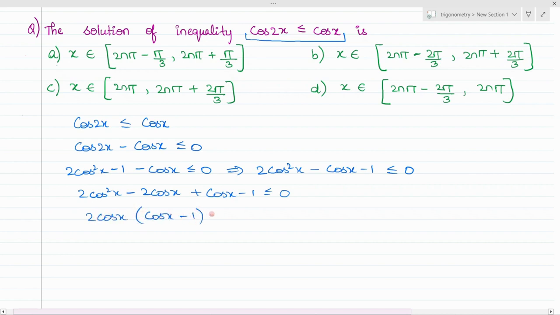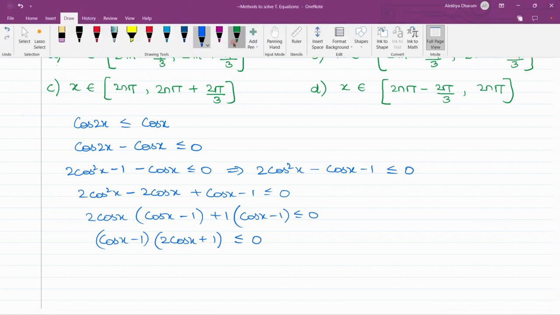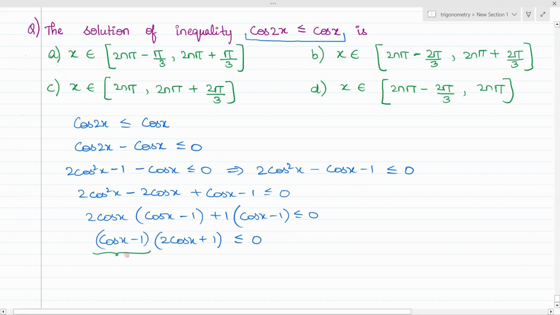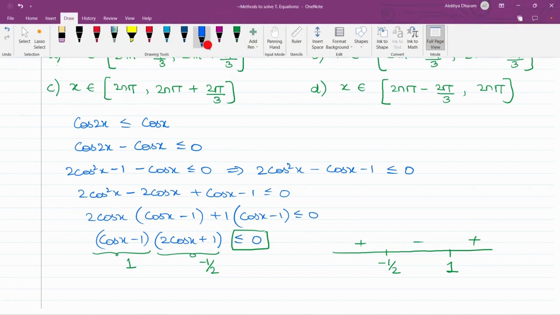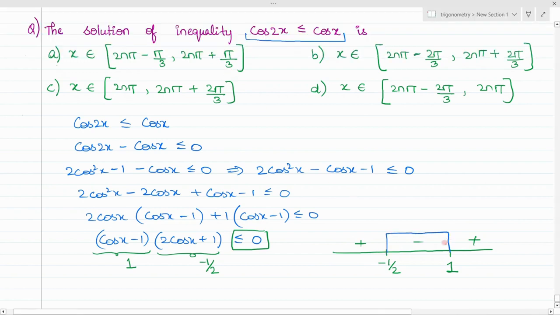2 cos x take common. Inside it is cos x minus 1, plus 1 and cos x minus 1. Now take cos x minus 1 as common and the remaining part is 2 cos x plus 1 less than or equal to 0. So again use the wavy curve method. From that you can get the critical points as 1 and minus half. So on a number line, minus half will be here and 1 will be here. So it will be alternate plus, minus, plus, but it is told it is less than or equal to 0. So the range will be minus half to 1.